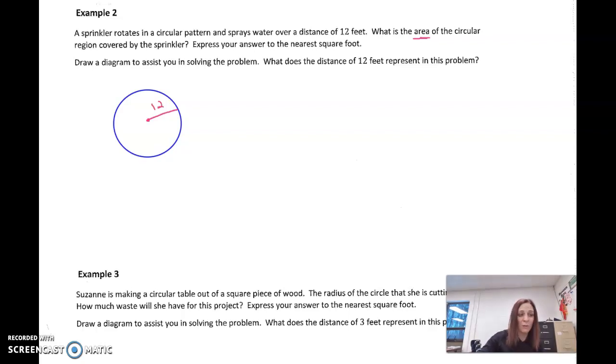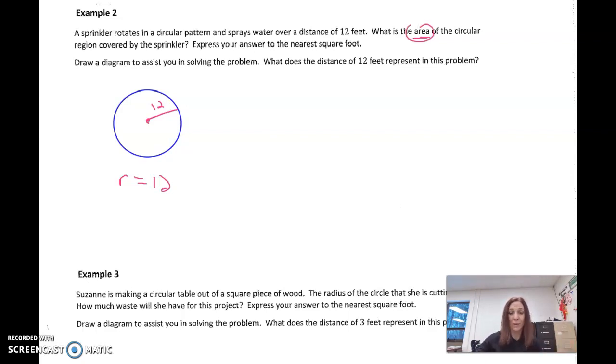So what does the 12 represent? It's our radius. Okay, think of the sprinkler. It's coming here in the center. It's going all the way around, and it's shooting it out 12 feet. So the 12 is our radius. Okay, now what is this asking us? It's asking us for the area.